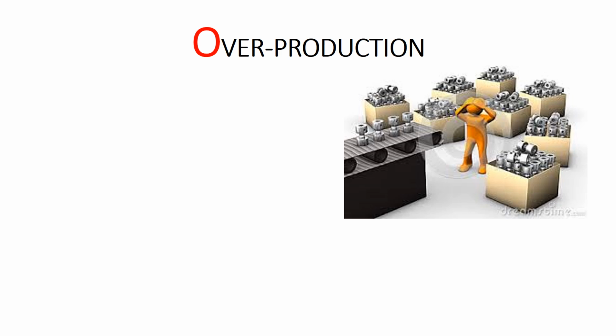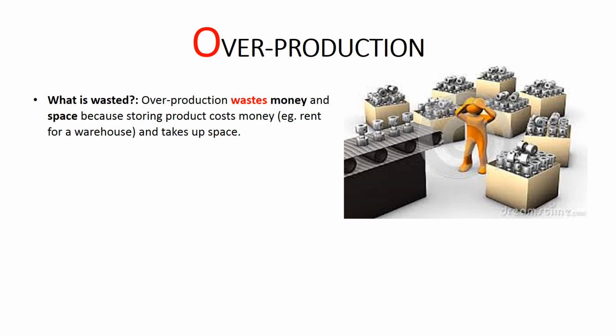The fifth area of waste identified by TIMWOOD is overproduction. You can complete the last three columns of the table in your summary books by summarising in those columns the information that I'll put on this slide about overproduction. First, what is wasted? Well, overproduction wastes money and space. Overproduction wastes money because storing product costs money. For example, the business might have to pay rent on a warehouse that it uses to store its products. Overproduction also wastes space because storing product takes up space.